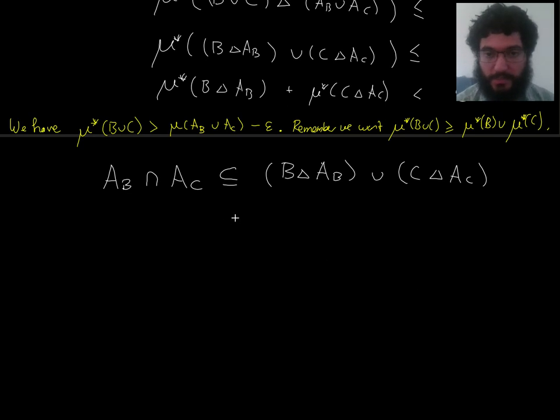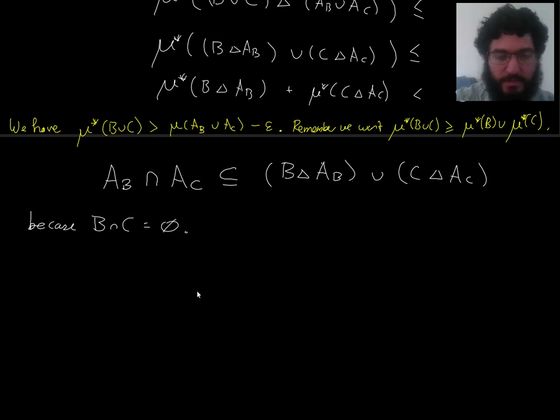So this is not something that's just generally true for any old sets. This is something that works because B intersect C is empty. So let's do a quick schematic proof. If X is in there, can we prove it's in there? Knowing that B intersect C is empty.